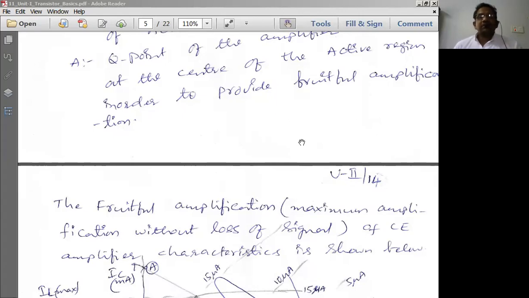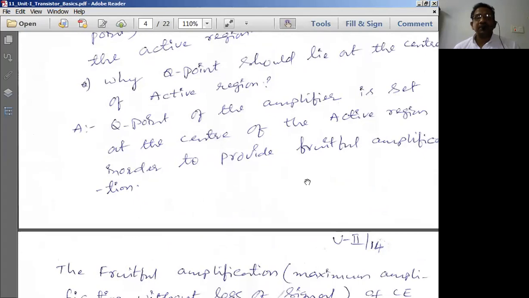Now today, in the last session we discussed basic amplifier operation, and today let us continue with that. So the question is: why should the Q point lie at the center of the active region? We just spoke in the previous class that for an amplifier to operate we have to always set the Q point at the center of the active region. So why should the Q point lie at the center of the active region?